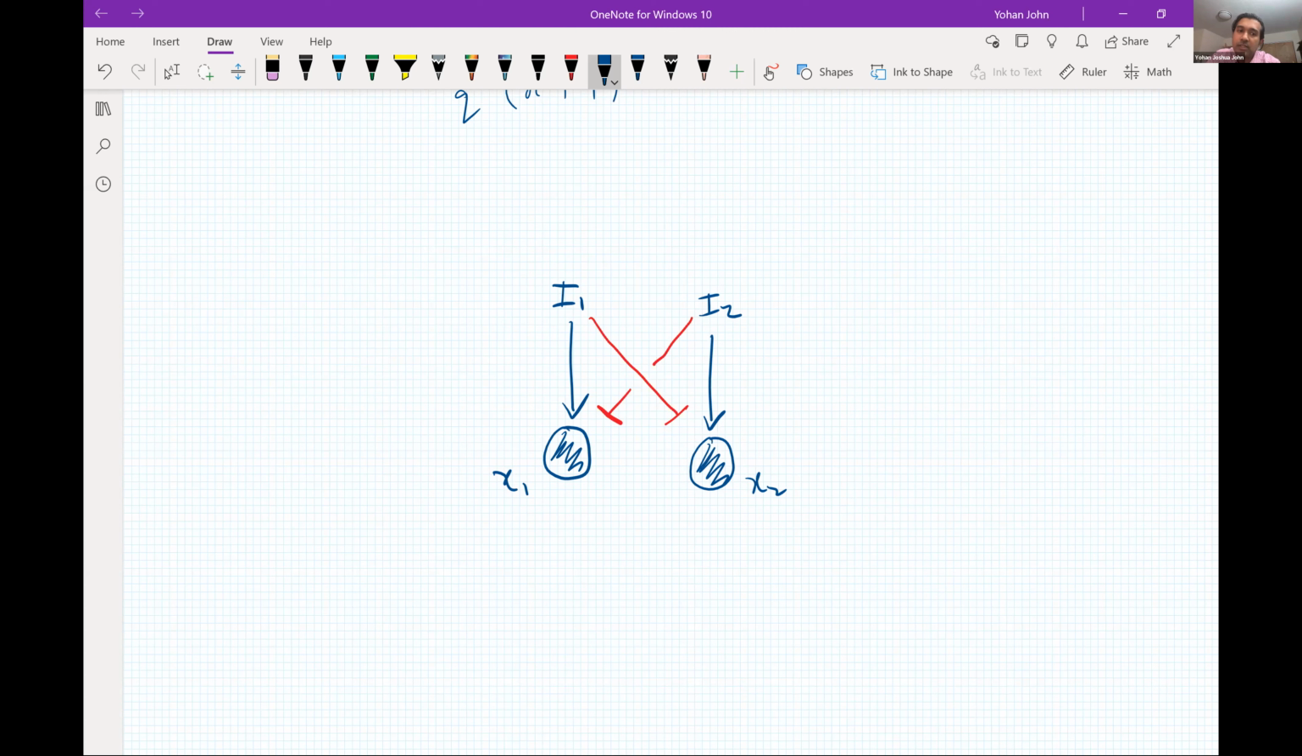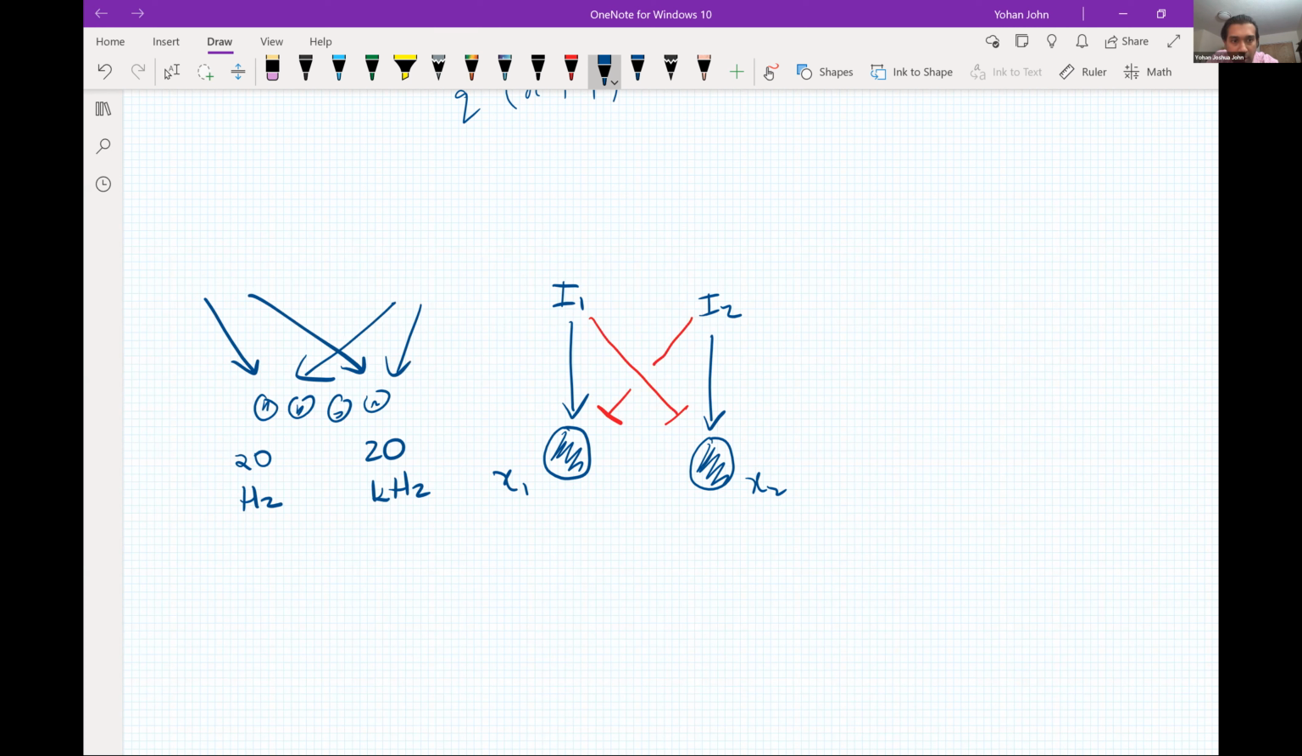For instance, in auditory cortex, you may have groups of neurons that respond to different frequencies of sound. The reason they do that is because of how they receive input from the cochlea. So here, in this system, we just have two neurons, and I have just a feed-forward competition.